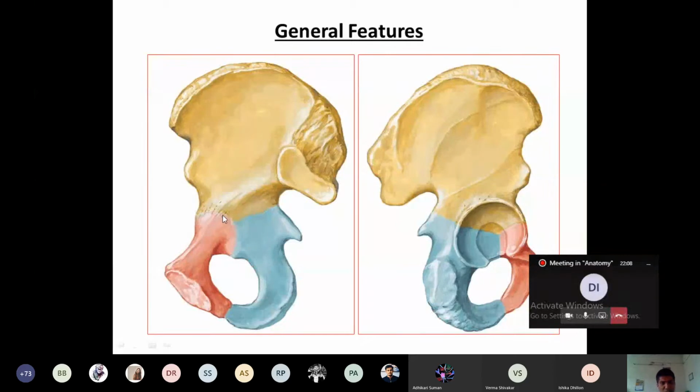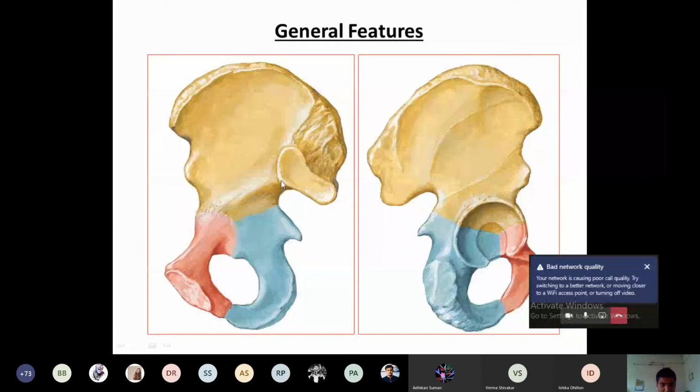Here, this part is the iliopubic eminence. After further tracing this pectineal line superiorly into the ilium, you will reach another line of the ilium. This is known as the arcuate line. Now here you can see this arcuate line, iliopubic eminence, and pectineal line of the pubis. Together they form part of the inlet of the pelvis, or pelvic brim.